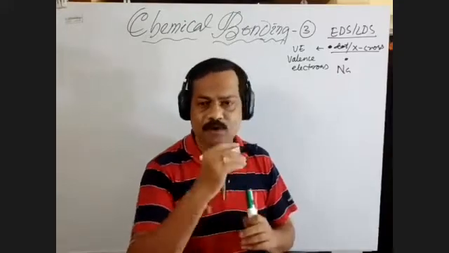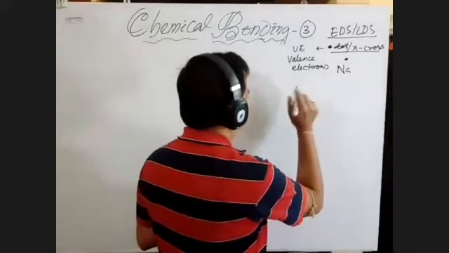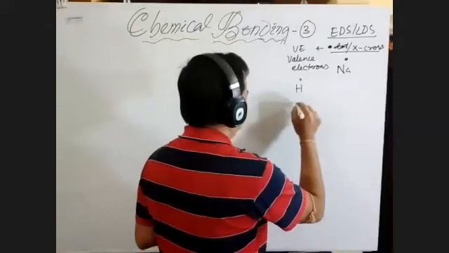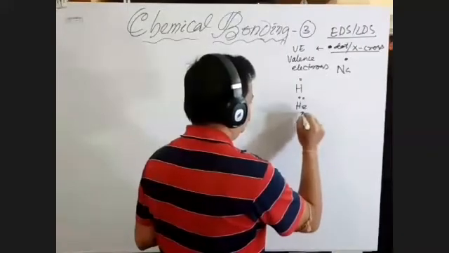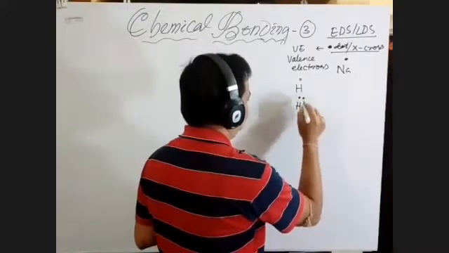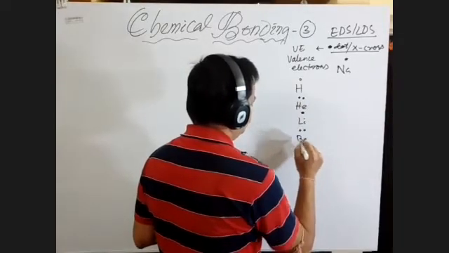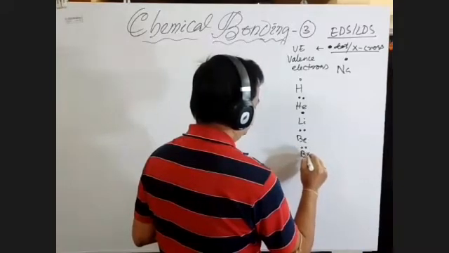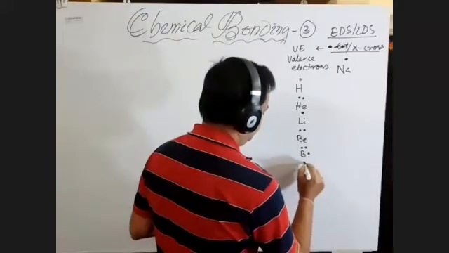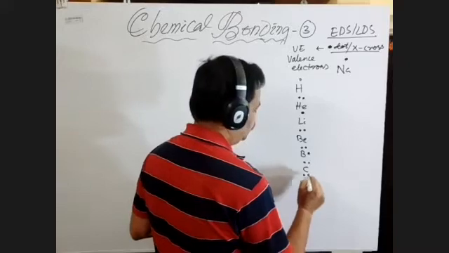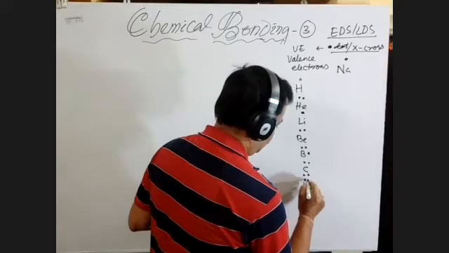If you observe the electronic configuration of the first 20 elements, I can write here: first hydrogen, single dot; helium, two dots; lithium, one dot; beryllium, two dots; boron, three dots. Then carbon has four dots, or four electrons in the outermost. Nitrogen has five dots, or five electrons in the outermost.